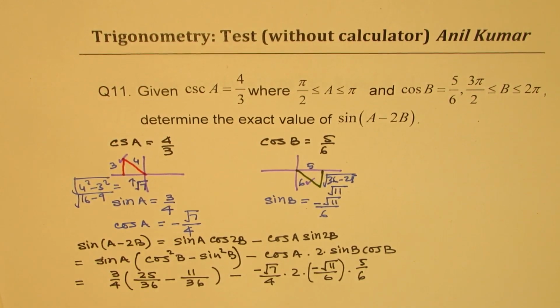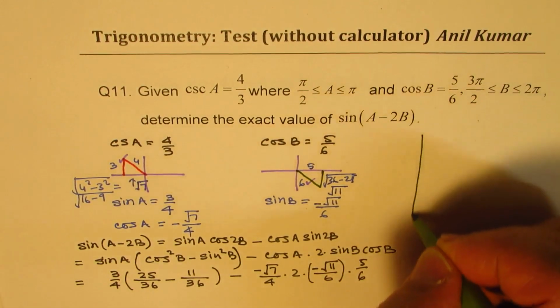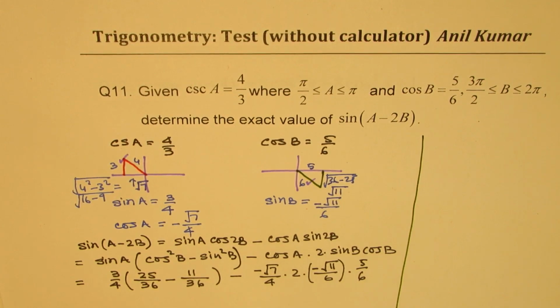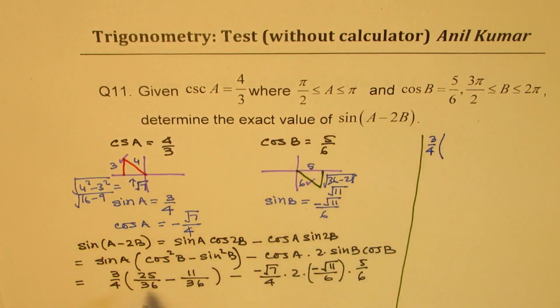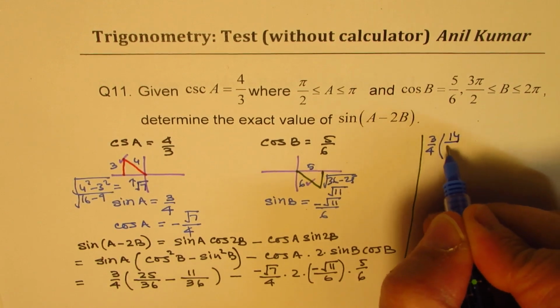So we could take this on the right side and simplify this a bit. So we have 3 over 4 here. Within bracket, 36 is common. 25 minus 11 is 14. So we get 14 over 36.